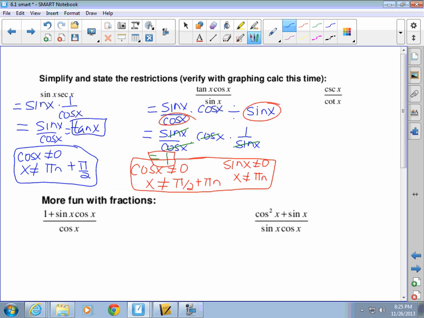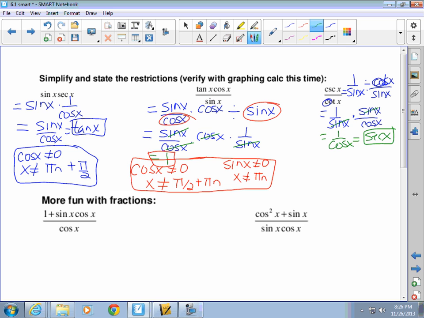Cosecant x divided by cotangent x. So cosecant is the same as 1 over sin x divided by cotangent, which is the same as cos x over sine x. Best way to remember this, it's a cotangent, so the cosine has to be on top. So I have 1 over sine x times sine x over cos x. So if I cancel sine and sine, this is 1 over cos x, which is the same as secant x. So that is my solution.